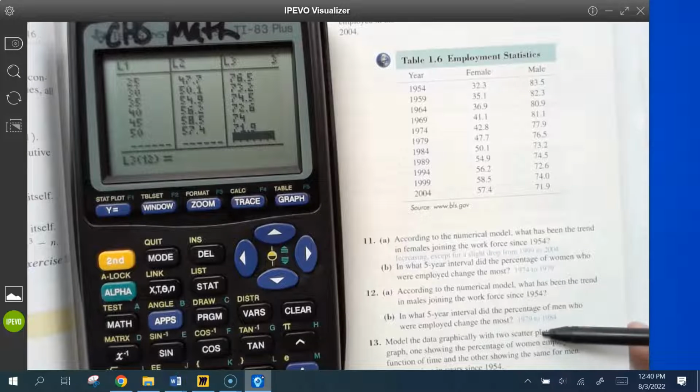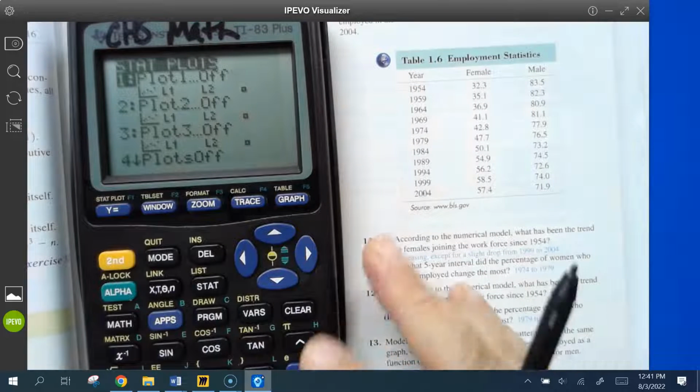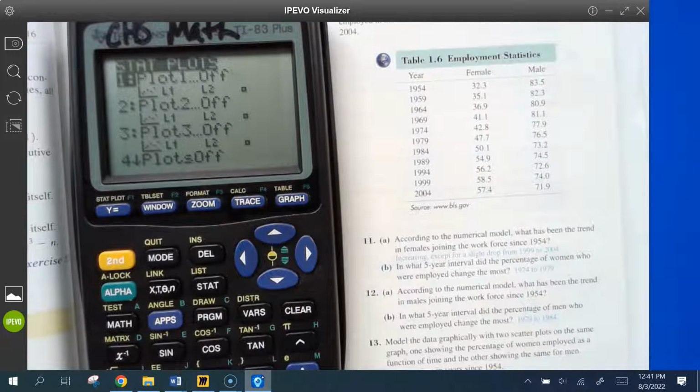Now, this said to model graphically with two scatter plots on the same graph, and I want to show you how we can do that on the same one. And all you're going to need to do is do it on your calculator, and then you can just sketch it on your paper. It doesn't have to be exact. But remember we went into that stat plot, so do second y equals. And I'm going to graph them both at the same time.